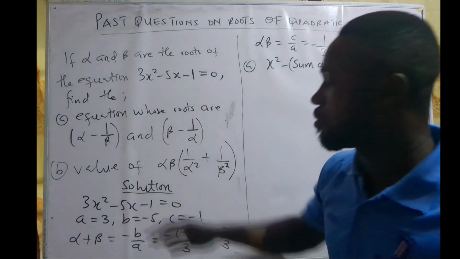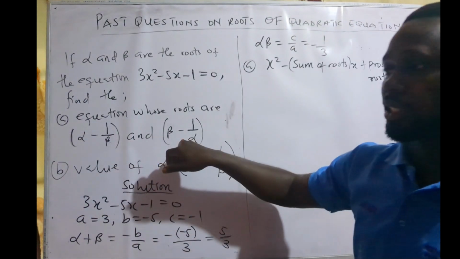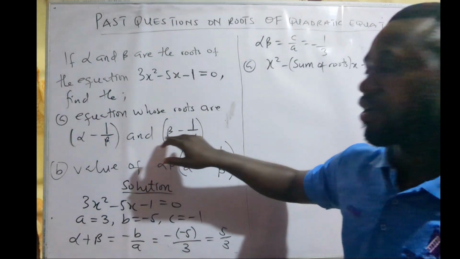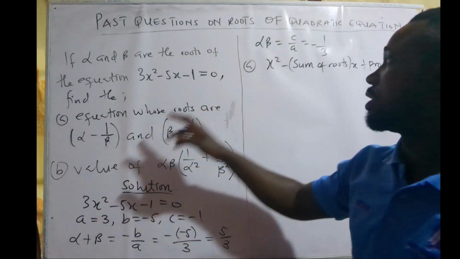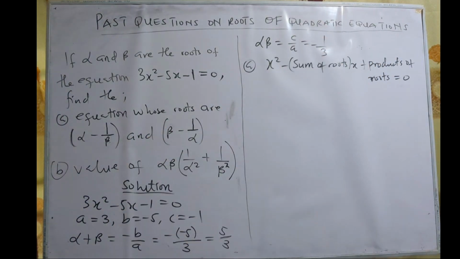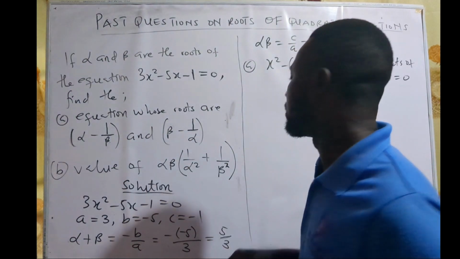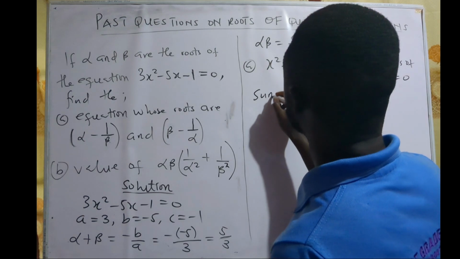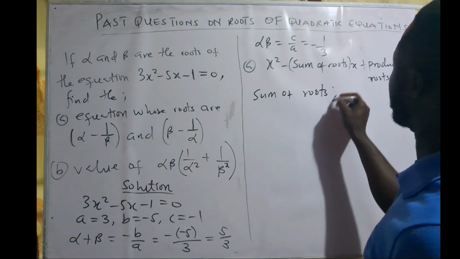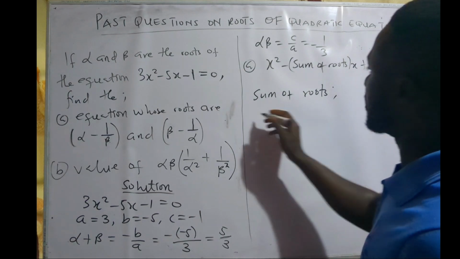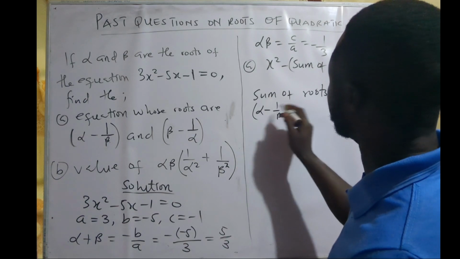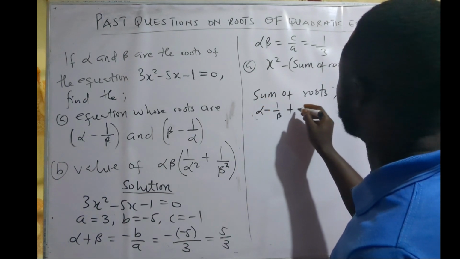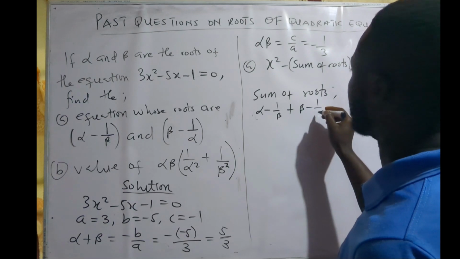So if you are supposed to find the equation whose roots are this and that, then we have to find the sum of these roots and we have to find the product. So that when we get the sum of the roots and the product of the roots, then we can substitute into our formula and get our equation. Alright, so that is how we are going to solve this question. Okay, so the sum of the roots will give us what? We are going to add the two, so alpha minus 1 over beta plus beta minus 1 over alpha.